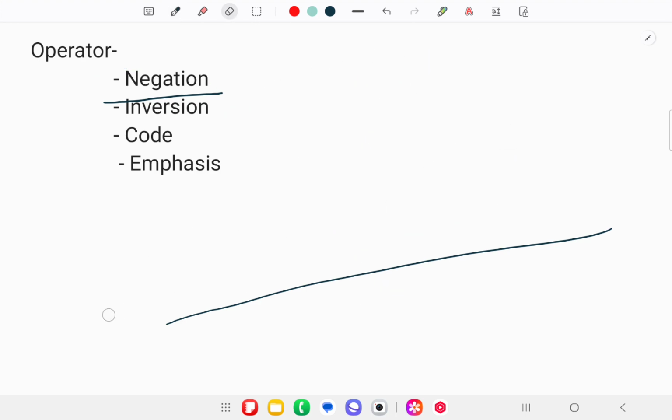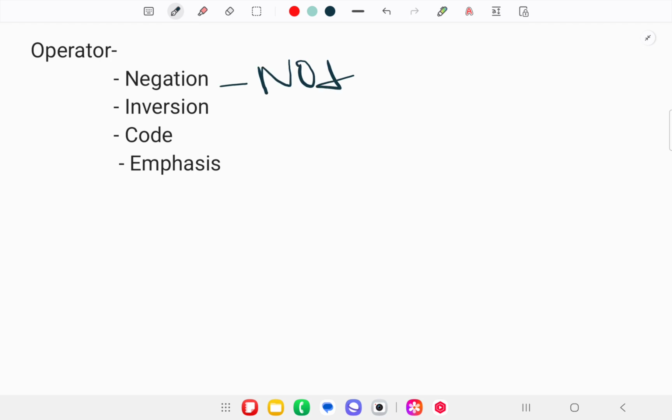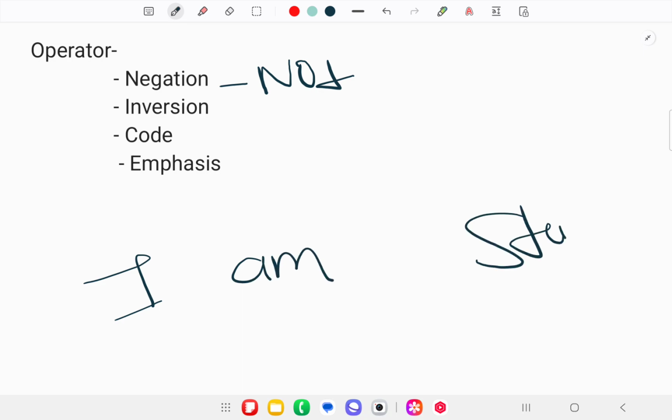The definition of negation is that we form the negative sentence by putting not after the operator, like I am student. So to form the negation, I will write I am not student.